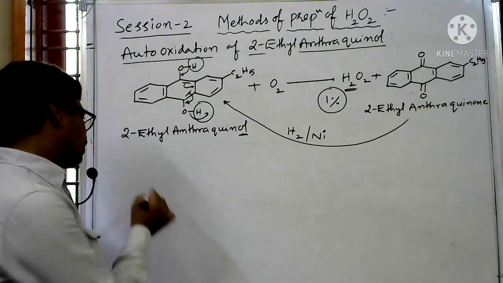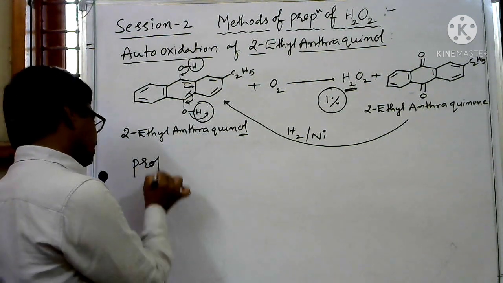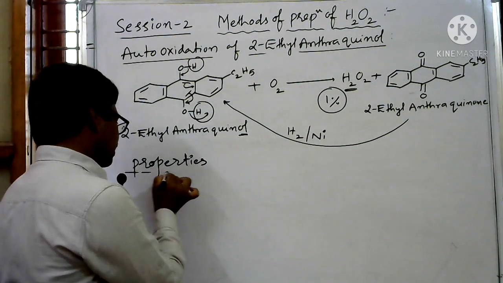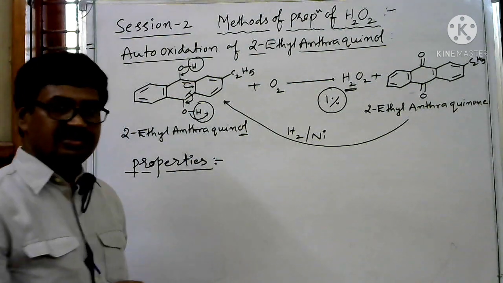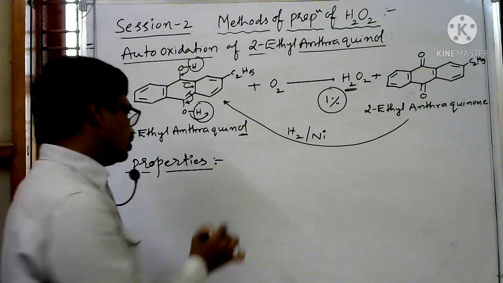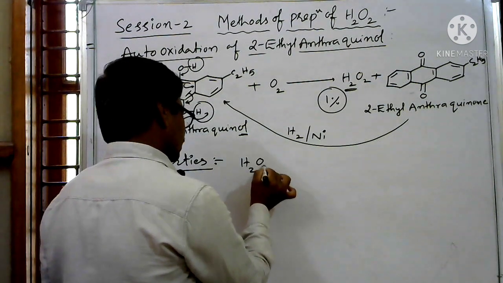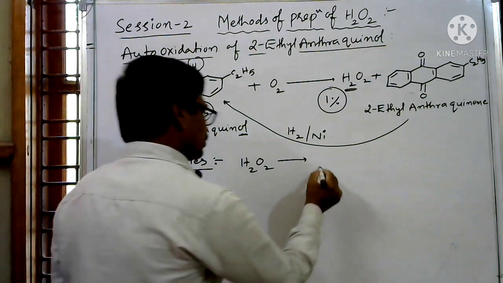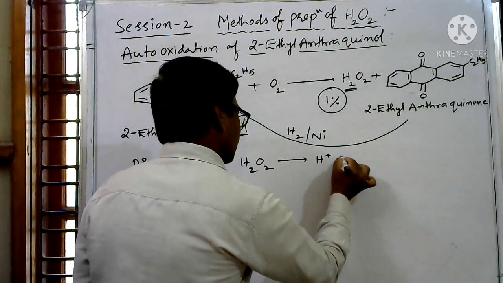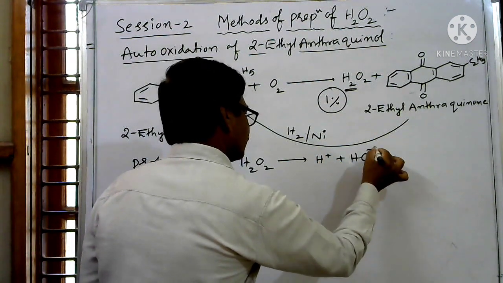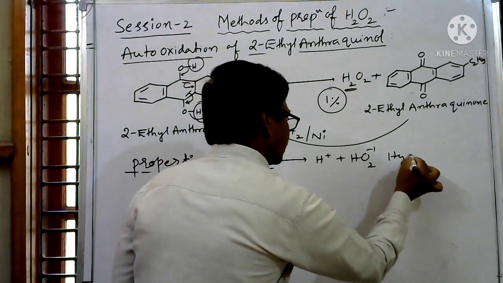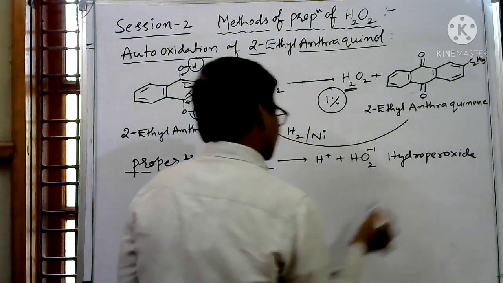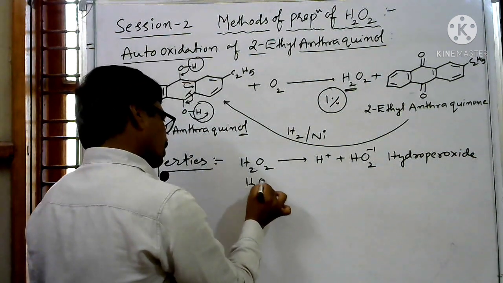Now we'll take properties. Properties of hydrogen peroxide. Some properties we will discuss in this session, and some more properties in the next session. So hydrogen peroxide we can write as H2O2. This is a weak acid, so it can produce one H plus ion and form HO2 minus, which is called hydroperoxide ion.